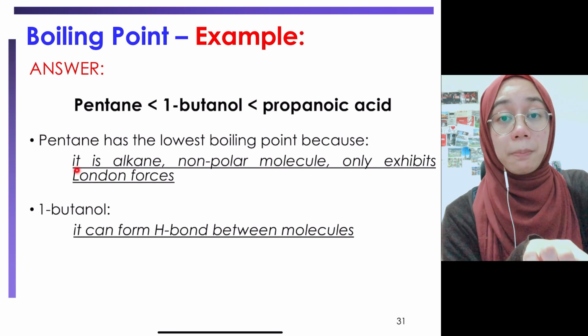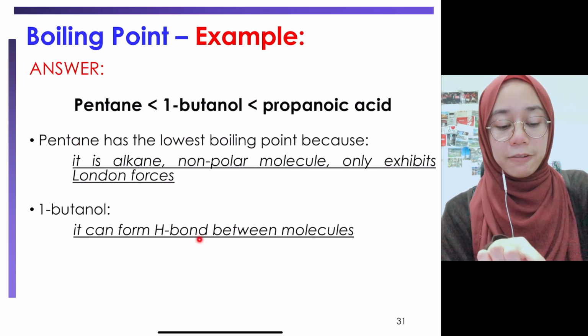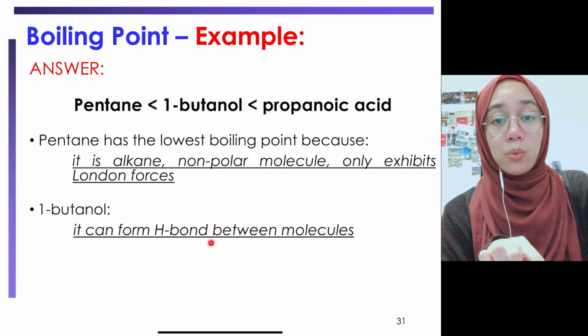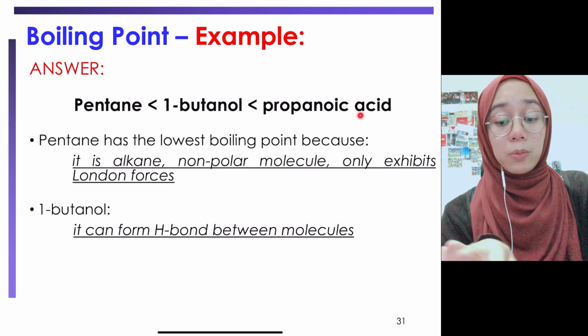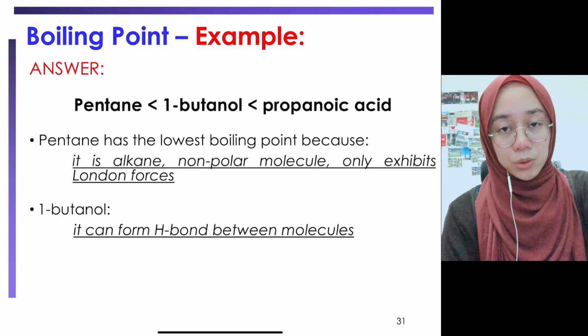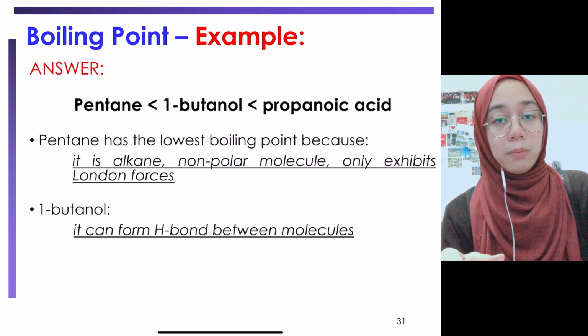Itu kalau kamu nak compare dengan pentane. Okay, so kita guna point yang dia boleh form hydrogen bond ni. But then, kenapa pula 1-butanol ni has a lower boiling point compared to propanoic acid? So apa propanoic acid ni ada? So propanoic acid is also a polar molecule. Dia pun boleh form hydrogen bond.